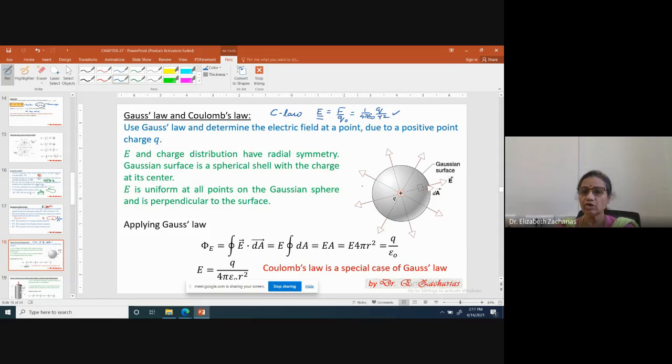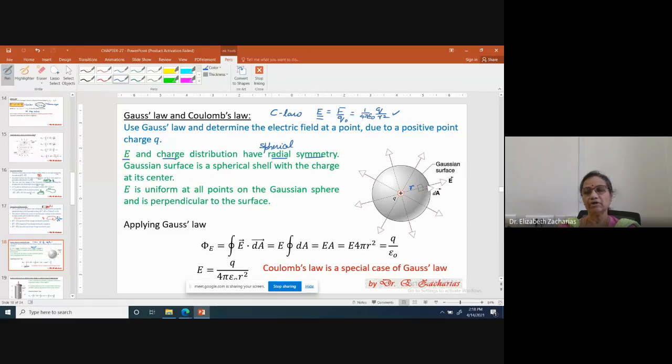So what do we do? Take your point charge. Let this point charge be positive. Let it be q. And I am interested in finding out what is the electric field at this point, which is at some distance r. Now I know that the electric field and the charge distribution, after all, what is a point charge? A point charge is a tiny sphere. So therefore electric field and charge distribution both have a spherical symmetry. There is a spherical radial symmetry.